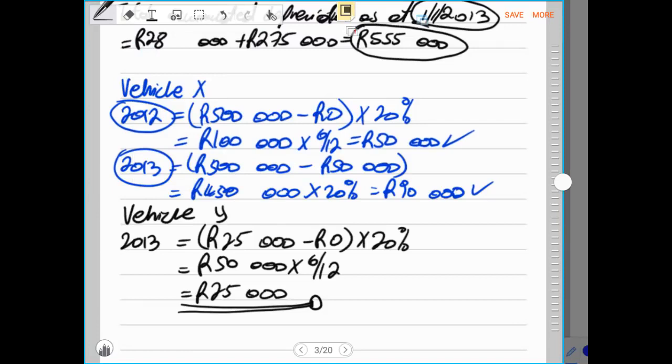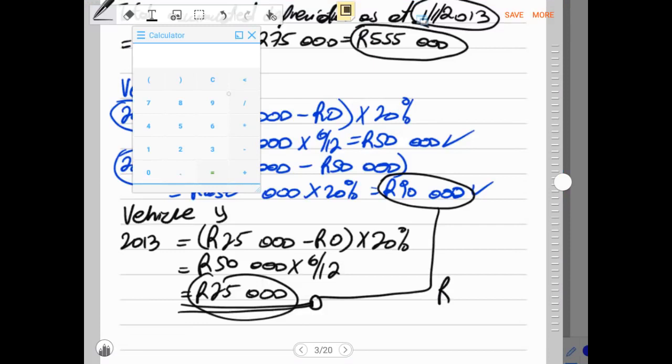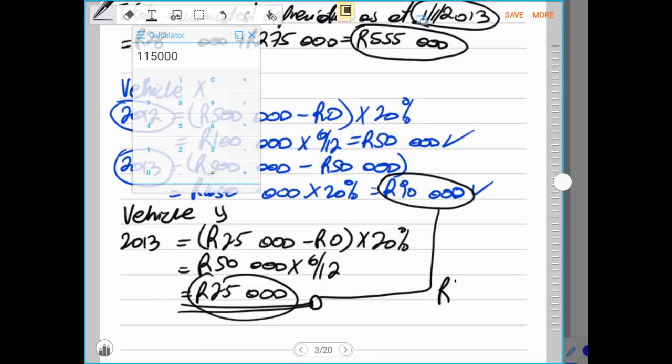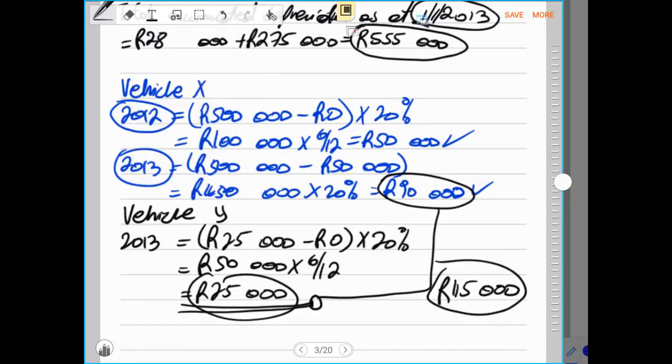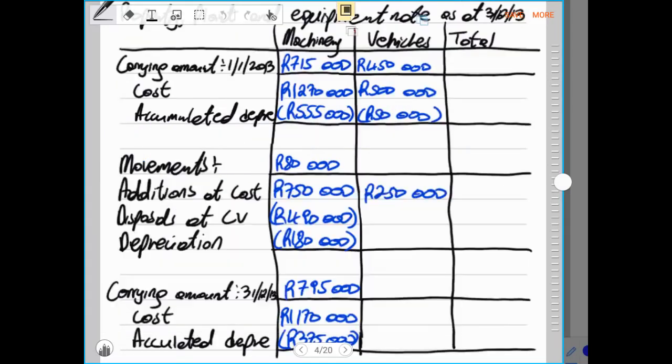So now that means the depreciation total for the current year will be a sum of 90,000 for vehicle X and 25,000 for vehicle Y. If we add the two, let us see how much we get for the depreciation for the vehicles in the current year. 90,000 plus 25,000 gives us 115,000 rands depreciation for all the vehicles for the year 2013, the one that must be recorded under depreciation in the property, plant and equipment note. 115,000 must be the correct depreciation.